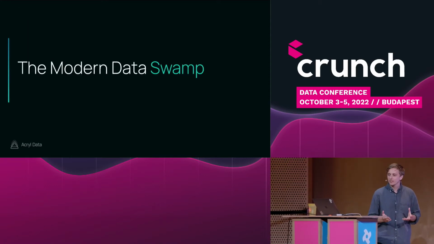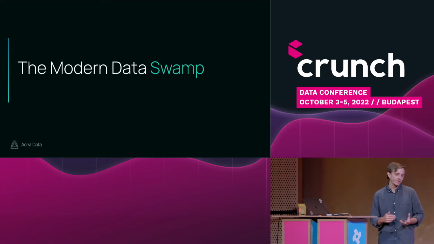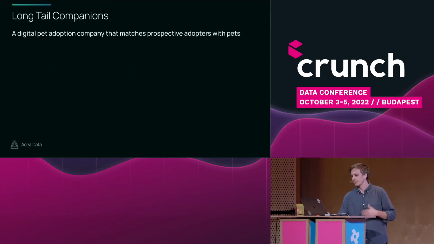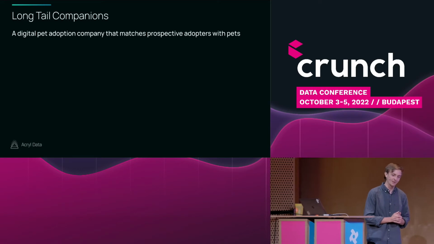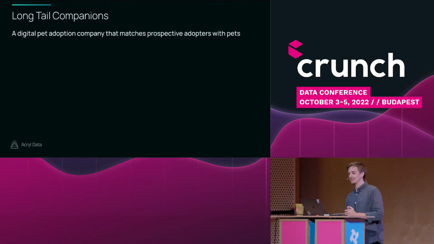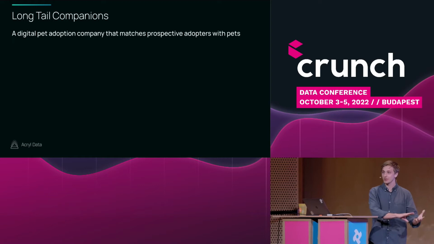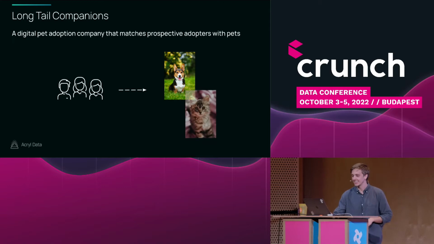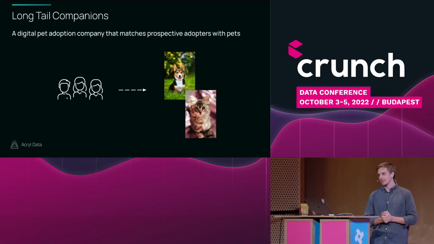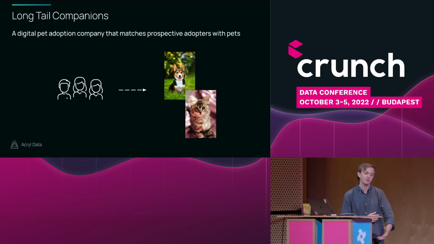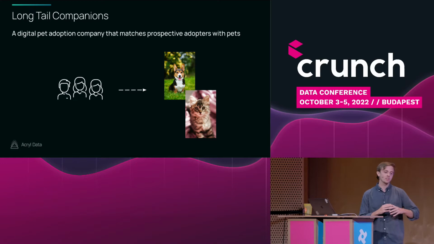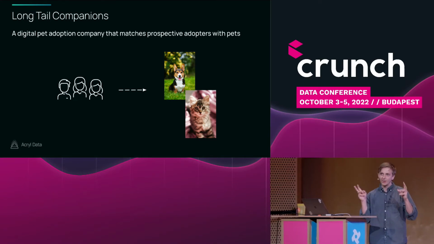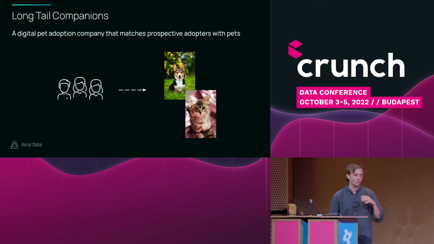So to illustrate the point and the problems associated with the modern data ecosystem, we're going to take an example of a fictional digital pet adoption company called Longtail Companions. Basically, this company matches adopters with pets, so potential adoptees. So you can imagine cute little puppies and kittens. And it's an e-commerce website, right? So it has a lot of interesting things like recommendations and notifications and everything you would expect. Now, over the years, Longtail has developed a complex, modern data ecosystem. And what we're going to do now is just double-click into what their data ecosystem looks like.